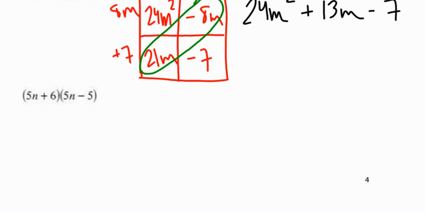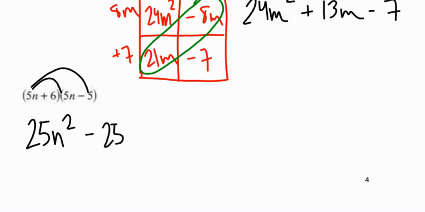All right, last one for this page. 5n times 5n is 25n squared. 5n times -5 is -25n. 6 times 5n is a positive 30n. And a 6 times a -5 is -30.